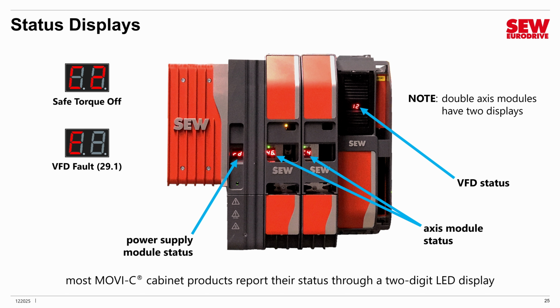VFD faults are reported a little differently. They begin with the letter E appearing on the display. Then there's a short pause and a number appears, in this case 29. Another short pause and then a second number will appear, in this case 01. That is fault number 29.1. We call the first number the main fault code and the second the subfault code. In this case, fault 29.1 is a limit switch fault.